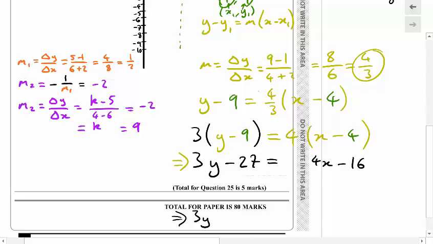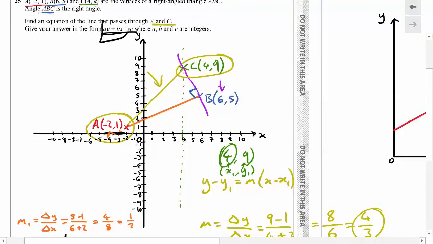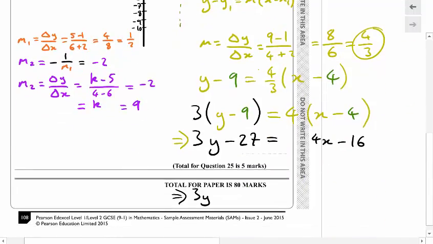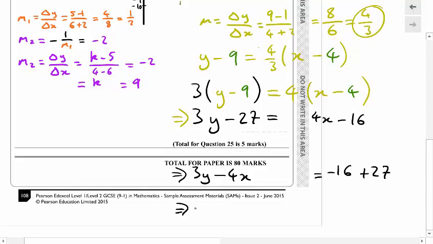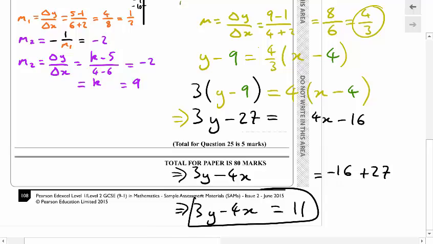So remember what form I have to get it in. I have to get it with the y's and the x's on one side and any numbers on the right-hand side. So 3y, let's take the 4x over to the other side. Still got minus 27, and that's still equal to negative 16. And let's now take the 27 over the other side, so that's going to become a positive 27. So let's have a look at this. I'll end up with 3y minus 4x equals, well, what's 27 take away 16? It's going to be equal to 11. And that is your final answer.